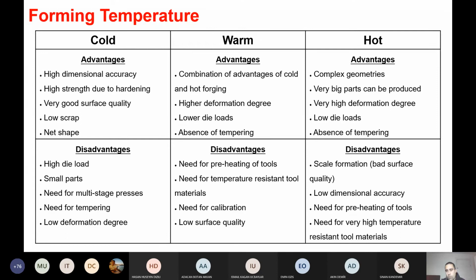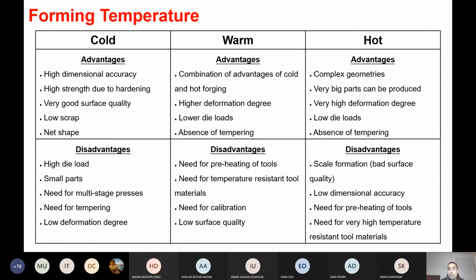If I look at the right side, we talk about hot forging. It is a bit of the opposite. We can produce complicated parts with complex geometries. Very big parts, maybe 100 kilos, 200 kilos, or something like that, can be produced by hot forging. High deformation degree is achievable. We can change the shape of the part much more than in cold condition. Die loads are relatively lower compared to cold forming, and we don't need any tempering because we already heat the part.